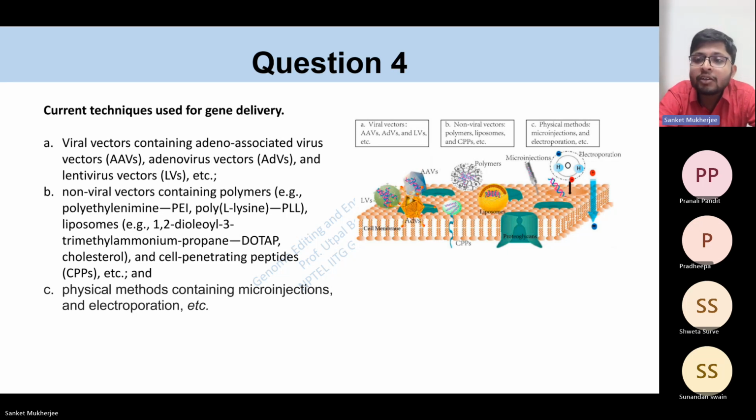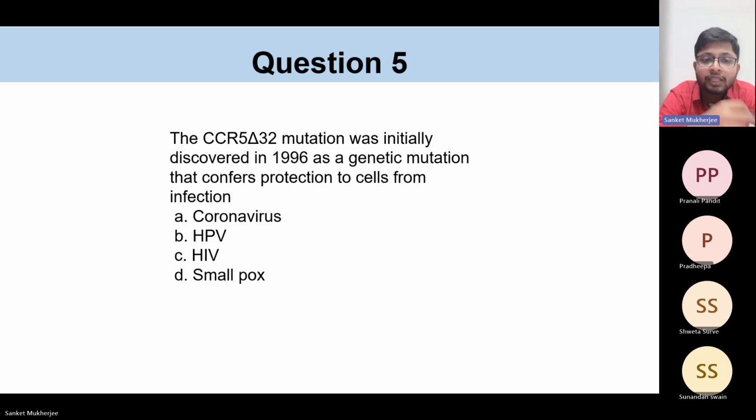And GFP or the restriction enzymes, these are not involved in gene delivery. Rather, these are involved for gene modification or tagging, like GFP is used for tagging the genes, something like that. So the CCR5 del 32 mutation was initially discovered in 1996 as a genetic mutation that confers protection to cells from infection of coronavirus, HPV, HIV, or smallpox.